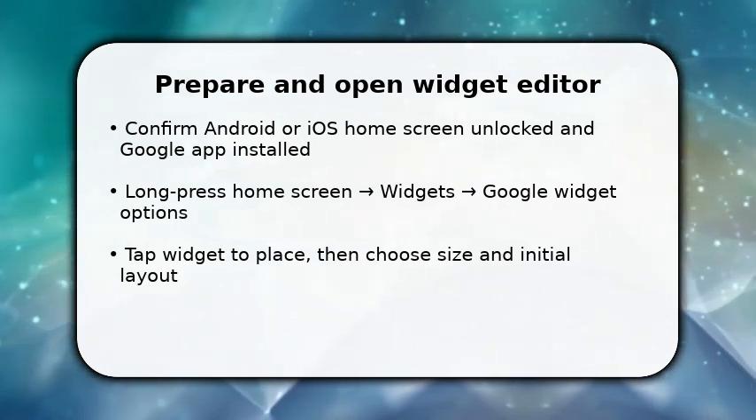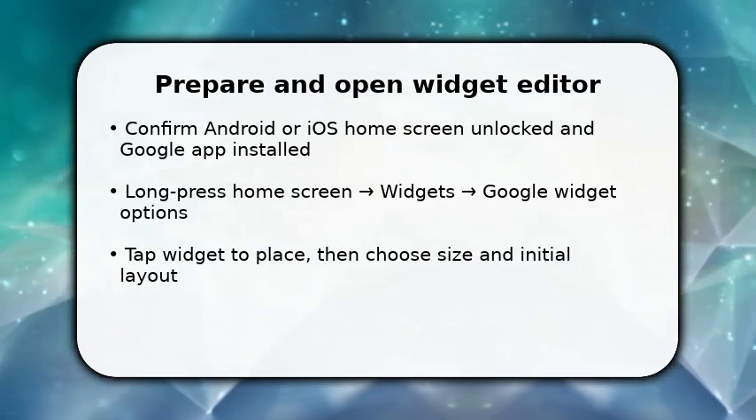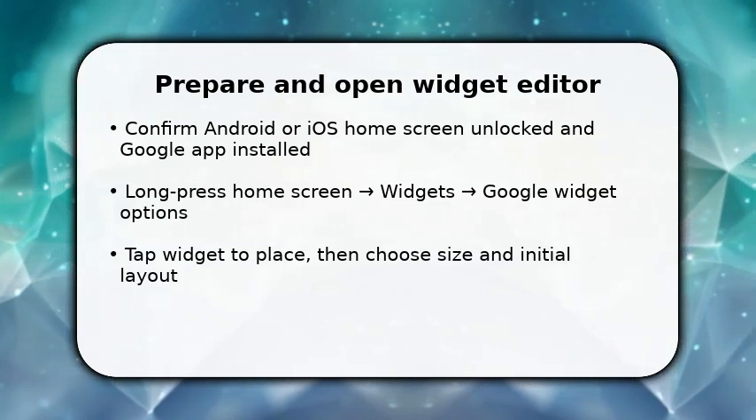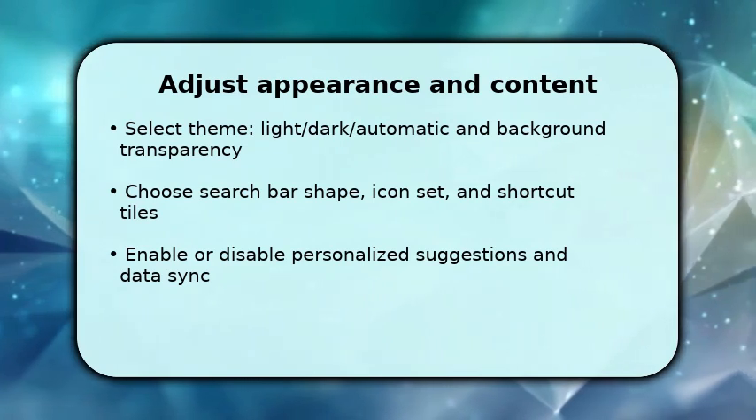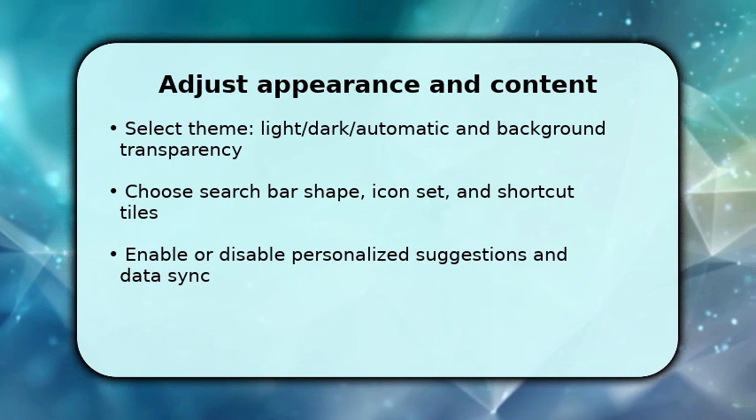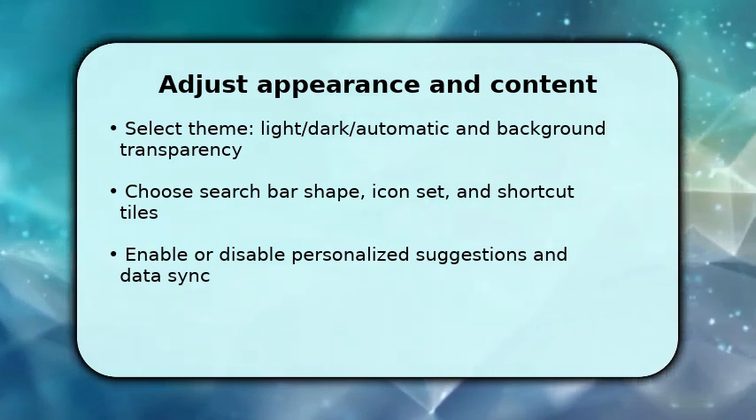After placement, select the configuration icon to access voice, shortcuts, theme, and data settings that control appearance and function. Now adjust visual and content settings to match your workflow. You can change theme to light, dark, or automatic so the widget blends with your wallpaper. Transparency lets content show through, which reduces visual clutter.